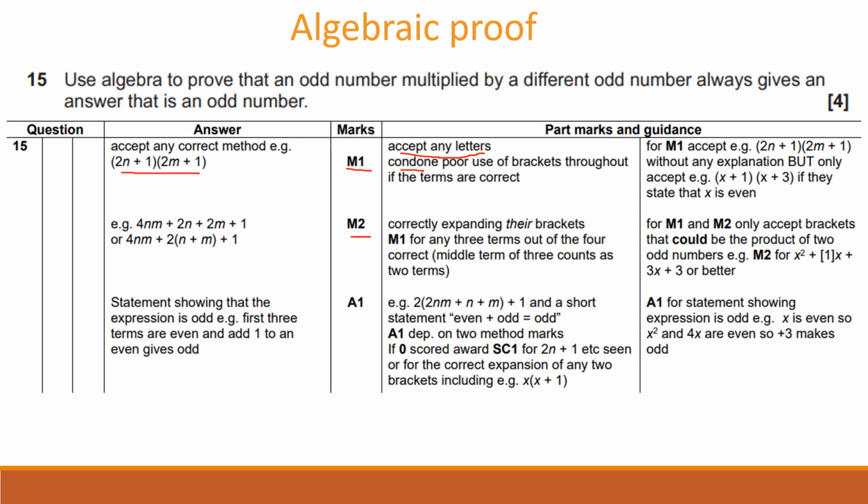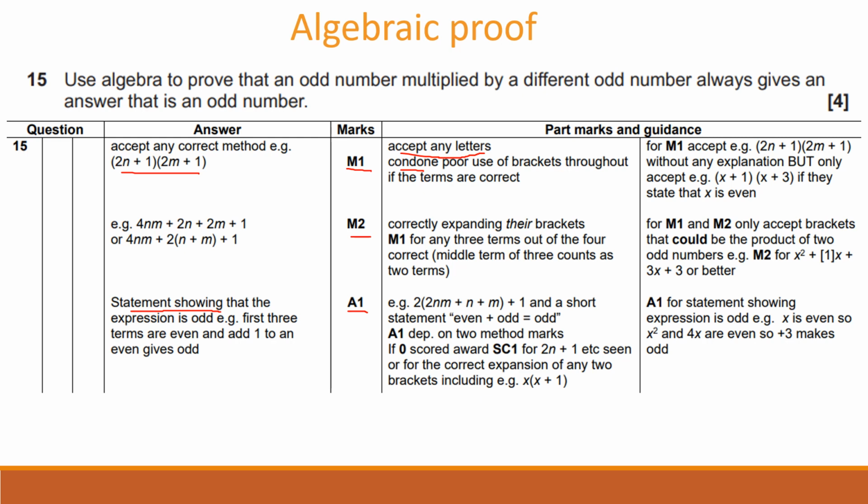Then you get 2 marks for doing the expanding and then factorising to make sure that we've got a full expression, and then factorising to show that we have got an even number, which makes it an odd number. And then the final answer mark comes from explaining what is going on. So you need a statement showing that the expression is odd, e.g., the first 3 terms are even, you add 1 to it, it gives you an odd number. That will give you the 4 marks on this question.